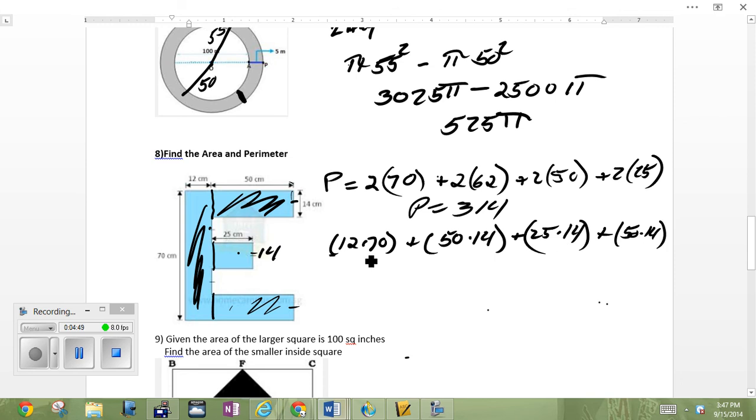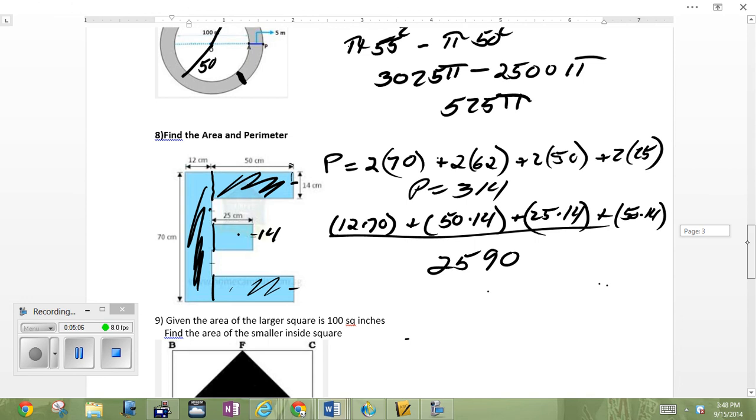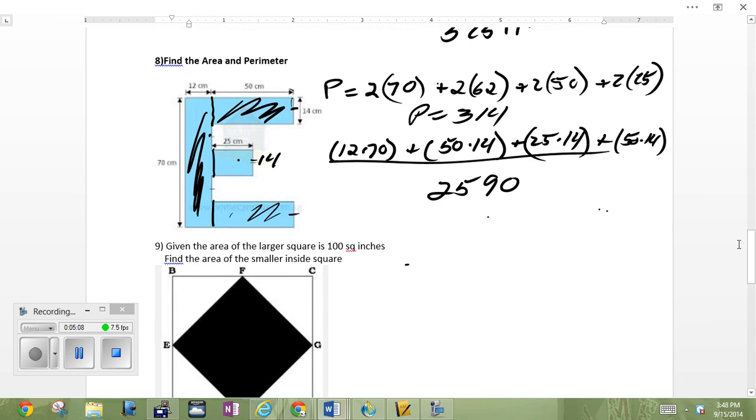And again, I'm more impressed seeing this than just you writing down the answer, because I know the process that you went through to find that. You might want to check, but my calculation shows that's 2,590 square, in this case, centimeters.